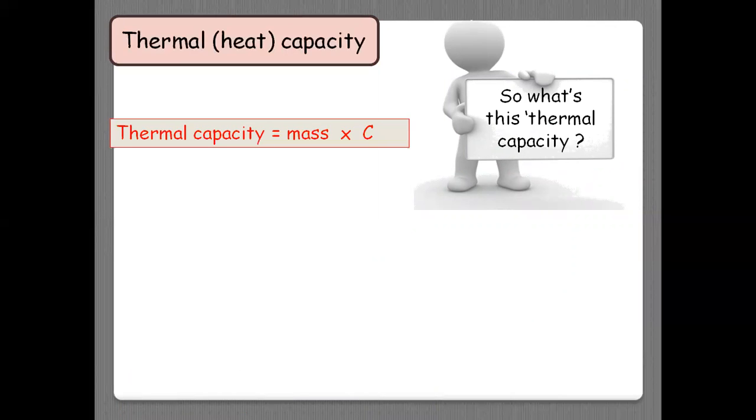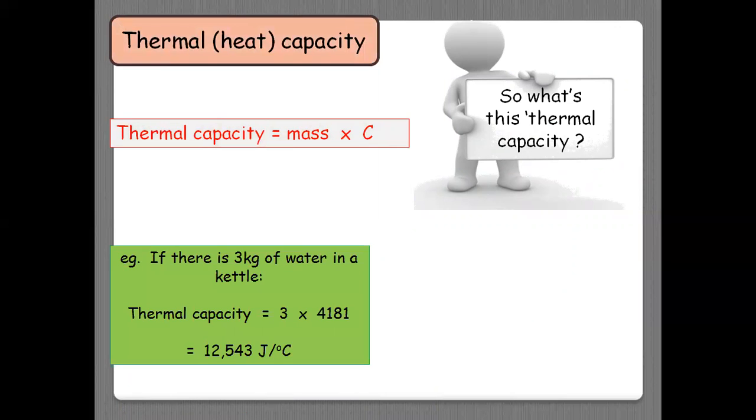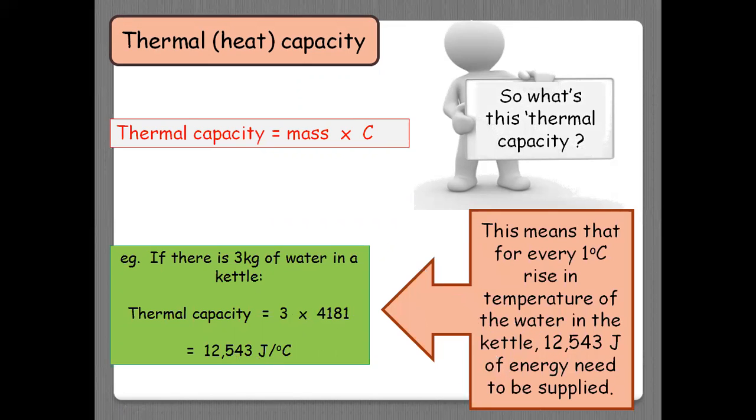Now the thermal capacity. Thermal capacity is mass times specific heat capacity. And this is one of the examples. If we have 3 kilograms of water in a kettle, the thermal capacity will be equal to the mass of water inside the kettle times the specific heat capacity. So 3 times 4,181, the answer will be 12,543 joules per Celsius.